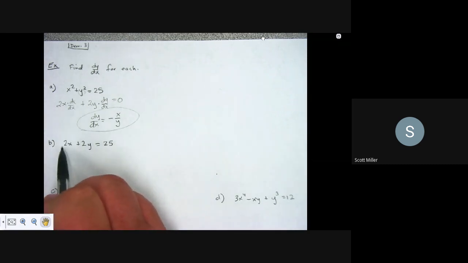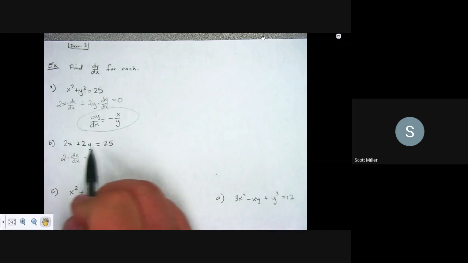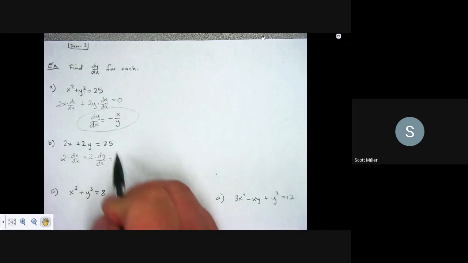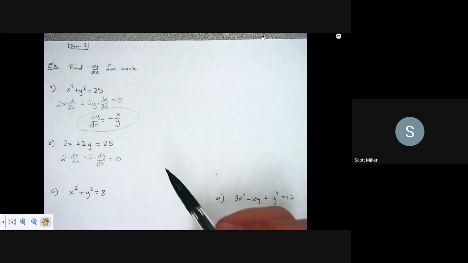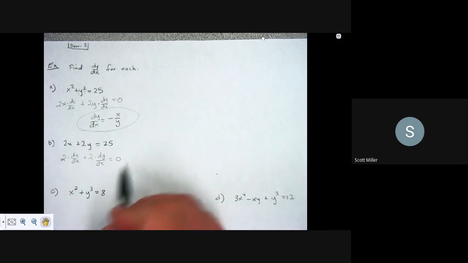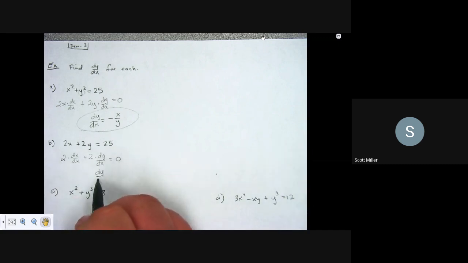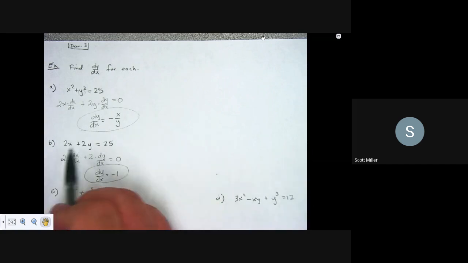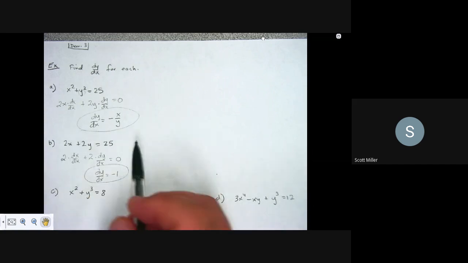The derivative of 2x with respect to x, 2 times dx dx. The derivative of this with respect to y is 2, and then times the derivative of y with respect to x. And then this is still 0. So as I make this a 1, subtract the 2, divide by 2, you end up with dy dx equals negative 1. So you don't have to solve something for y and then take the derivative. You can just take the derivative implicitly.